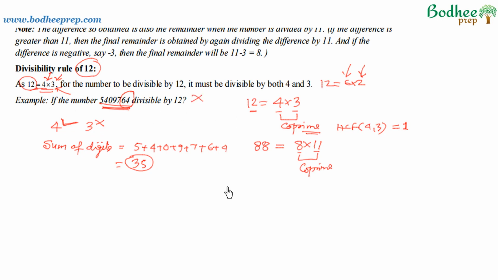In the next video, we'll see the divisibility rule of numbers of the form 10 to the power n plus or minus 1, and apart from that, we will also see the divisibility rules of 7 and 13.